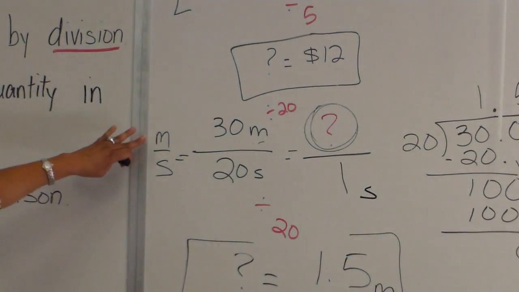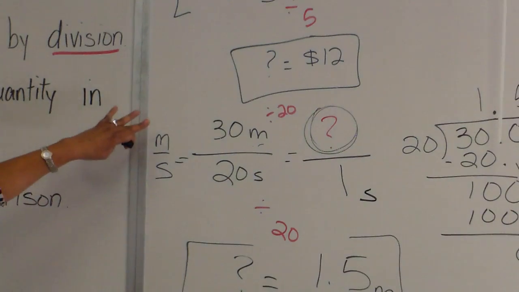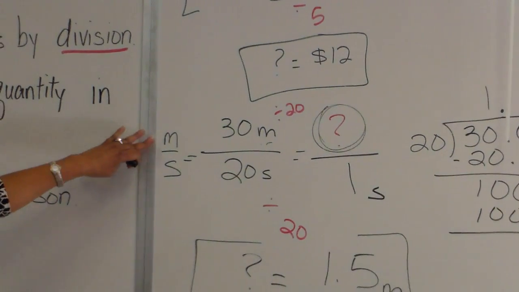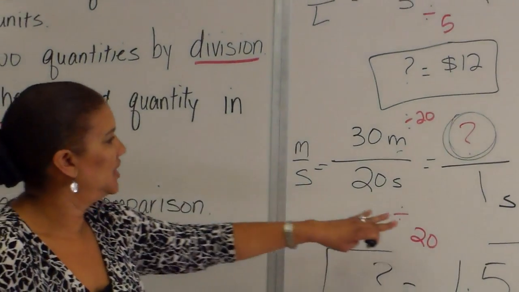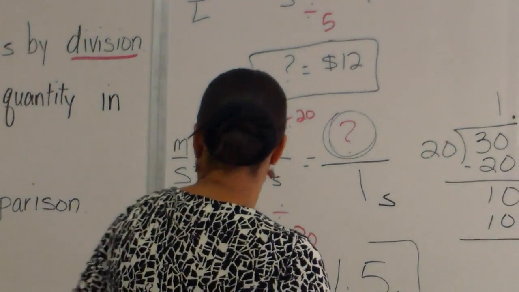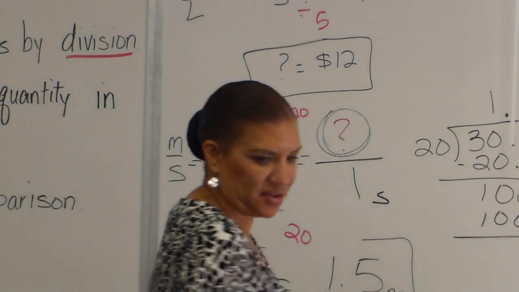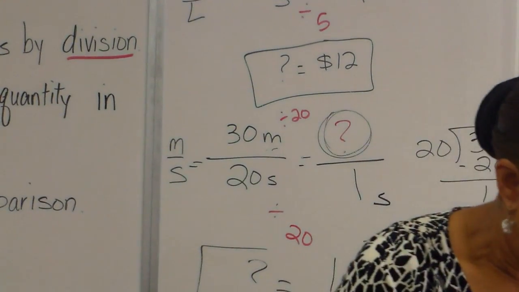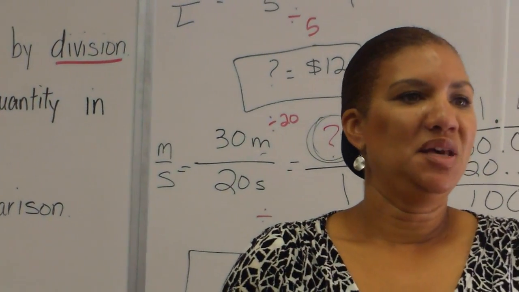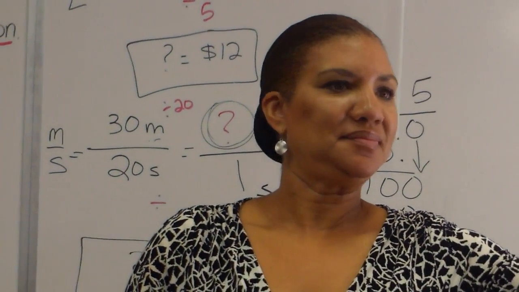That's why it's important to keep our units straight. We are solving for meters. How far does he walk in 1 second? There we go. He walks 1.5 meters. Okay, give me a thumbs up if you are with me.